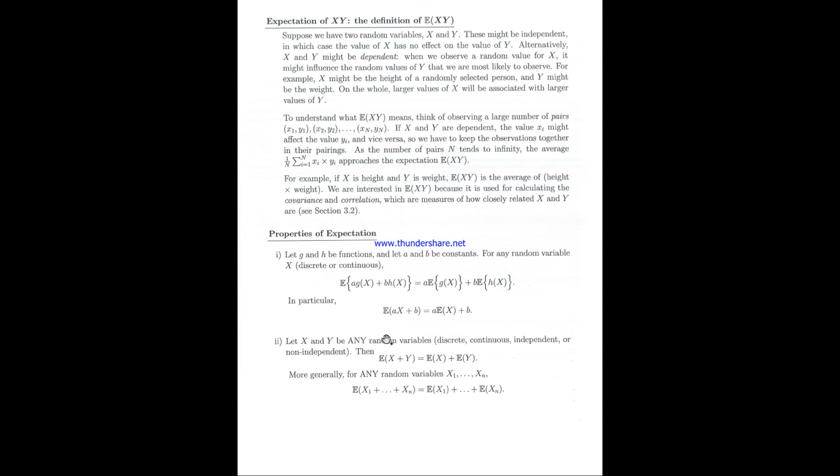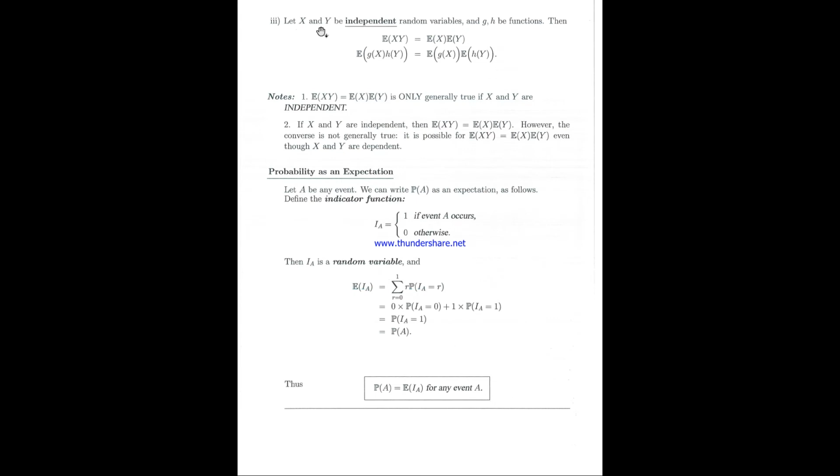If you have any two random variables, that can be discrete, continuous, independent or non-independent, when you write the expected value of x plus y, you can write it as the expected value of x plus the expected value of y. In general, even if you have n random variables and you are concerned about the expectation of the summation, you can replace it by the summation of the expectations.